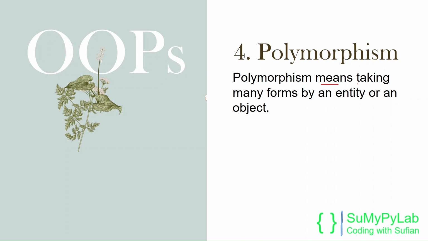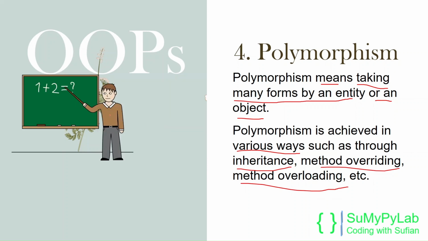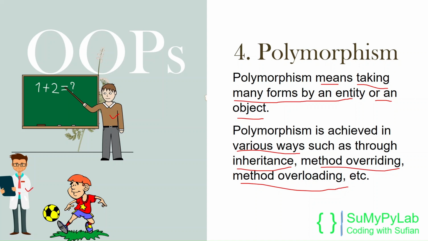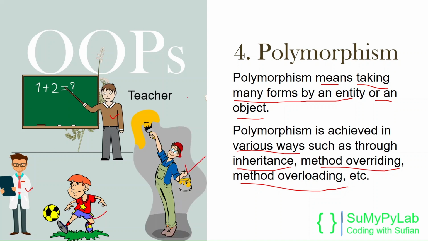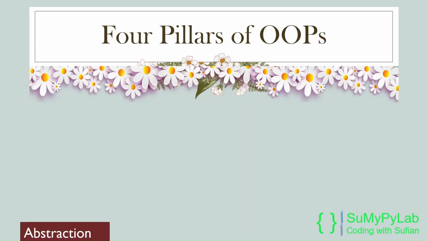Polymorphism. Polymorphism means taking many forms by an entity or an object. Polymorphism is achieved in various ways such as through inheritance, method overriding, method overloading, etc. For example, consider these people. All of them belong to the class person, but one is a teacher, another one is a doctor, someone else is a footballer, one is a painter, etc. In OOPS terminology, they are all objects of the class person, but they are behaving differently. This is the basic idea of polymorphism. That is, an object may behave differently in various situations. So, these are the four main pillars of OOPS.